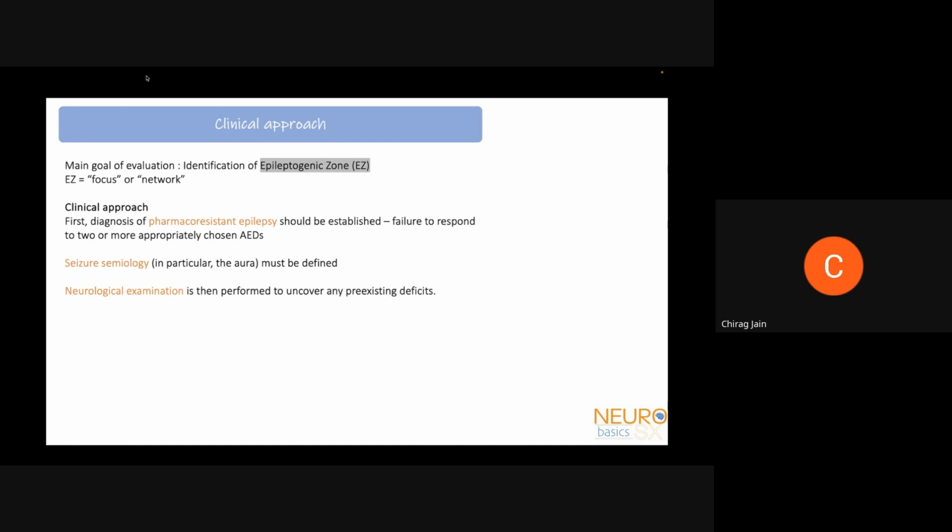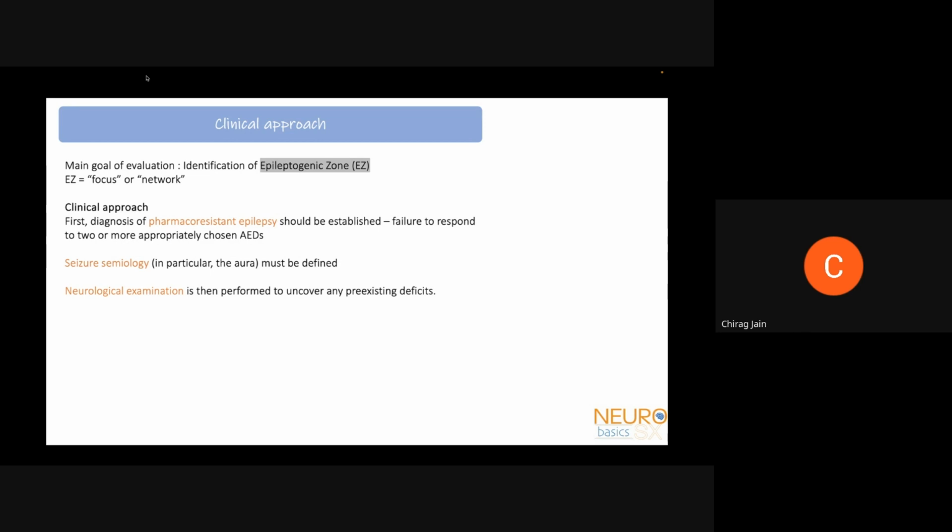After you have established the diagnosis of pharmacoresistant epilepsy, then the seizure semiology should be defined. Because as we had discussed in the last class, the seizure semiology, specifically how the seizure starts, describes where the seizure is originating from. So in particular, the patient's aura is a very good indicator of where the seizure is beginning from. And so according to the whole idea of operating on this patient, if you remove the particular focus where the seizure is arising from, the seizure should stop.